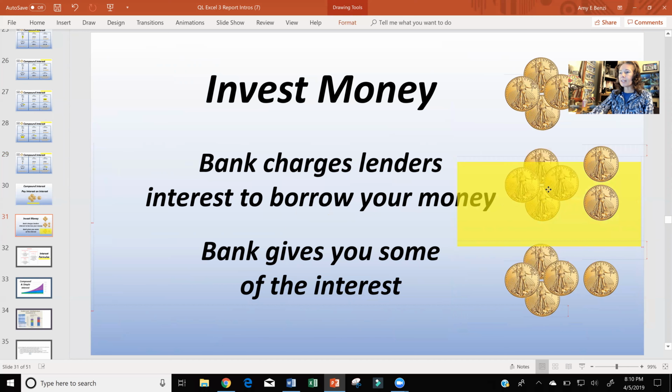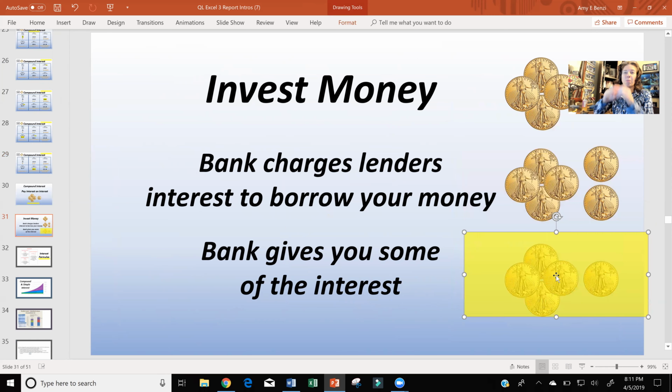All right, so you put your money in the bank, the bank loans your money to other people, charges them money to borrow it, and then gives you back some of it. That's a real basic breakdown of a very simple banking investment.